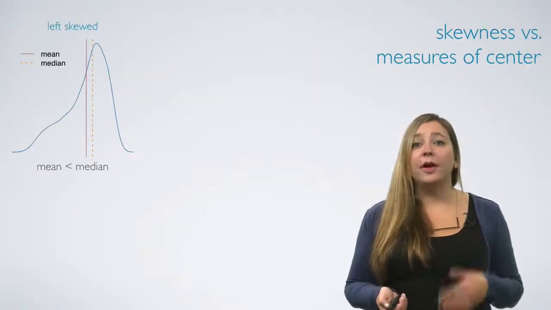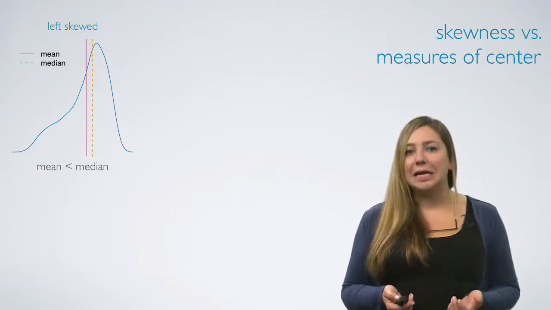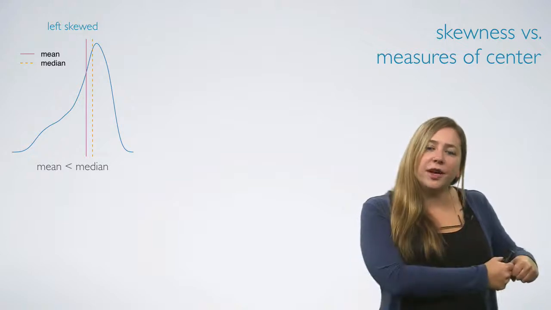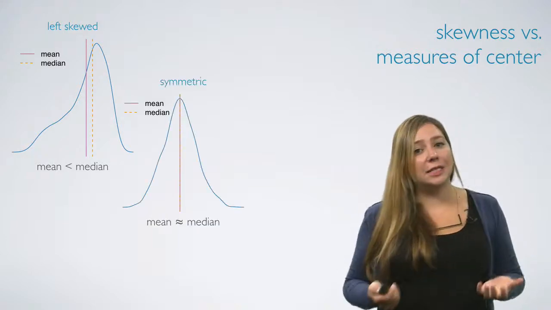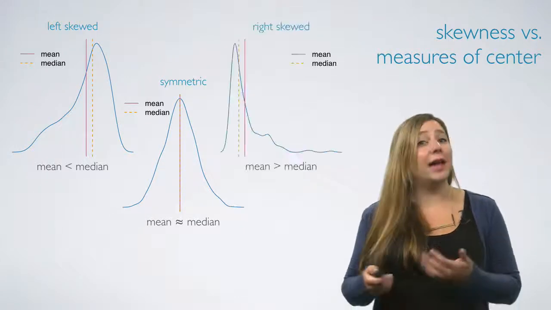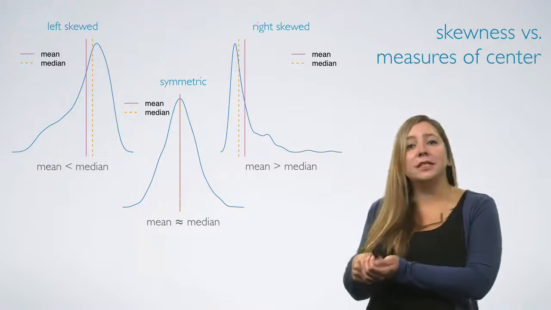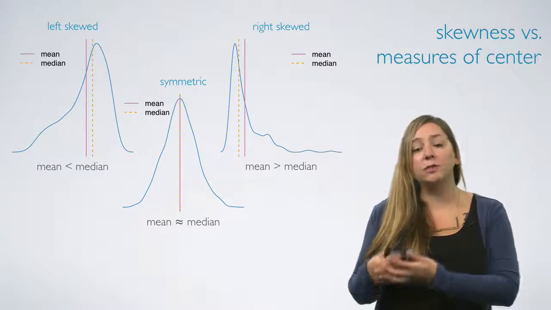So to recap, in a left-skewed distribution, the mean is generally smaller than the median, since the few low-valued observations pull the average down. In symmetric distributions, the mean and the median are roughly equal to each other. And in right-skewed distributions, the mean is generally higher than the median, since the few high-valued observations pull the average up.